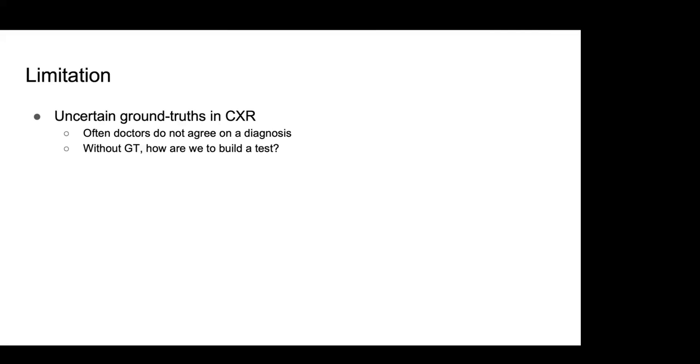Because when we build a test set to evaluate someone or something, we already know the answer, so that we can evaluate it. We can make a score. But if there is no GT, then how are we to build a test? So I don't have a good answer to this right now.